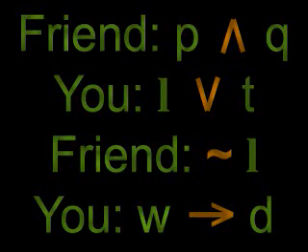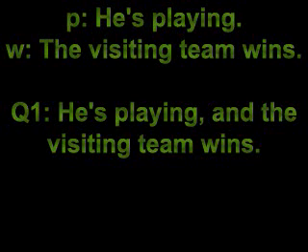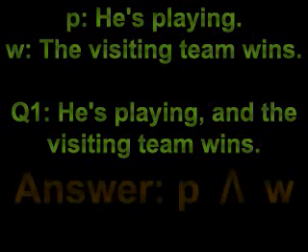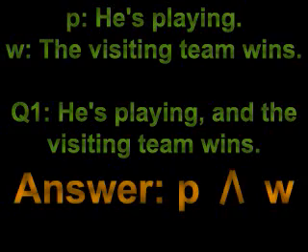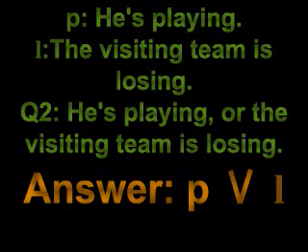Now let's try translating some variations of the previous statements into the language of logic using the meanings we gave to the letters before. So let's start off by translating, he's playing and the visiting team wins. A possible answer would be P upside-down V W. Now let's try another example. Either he's playing or the visiting team is losing. A possible answer is P V L.